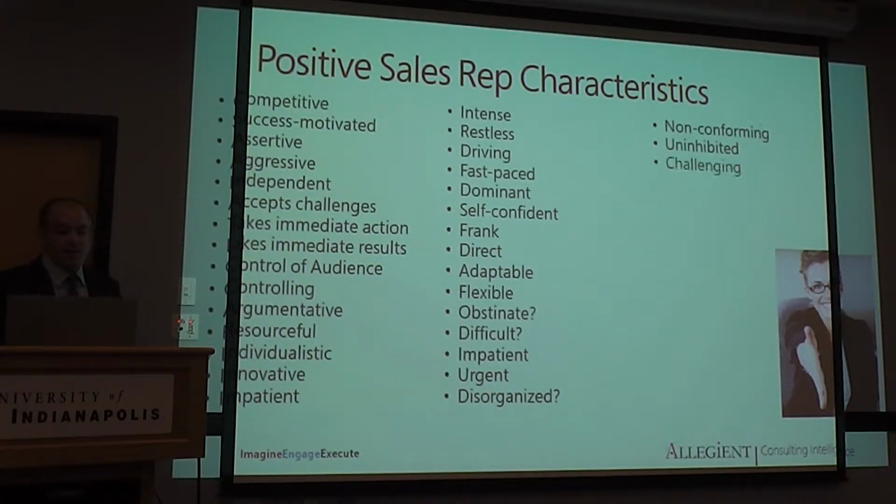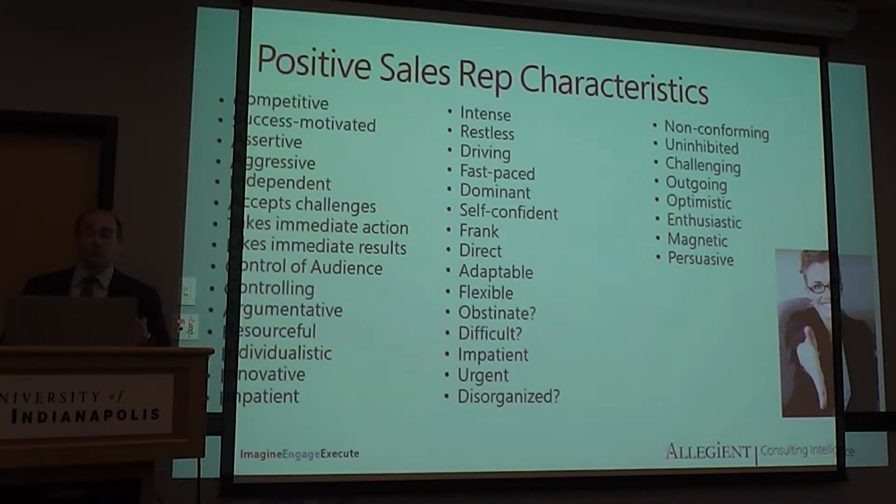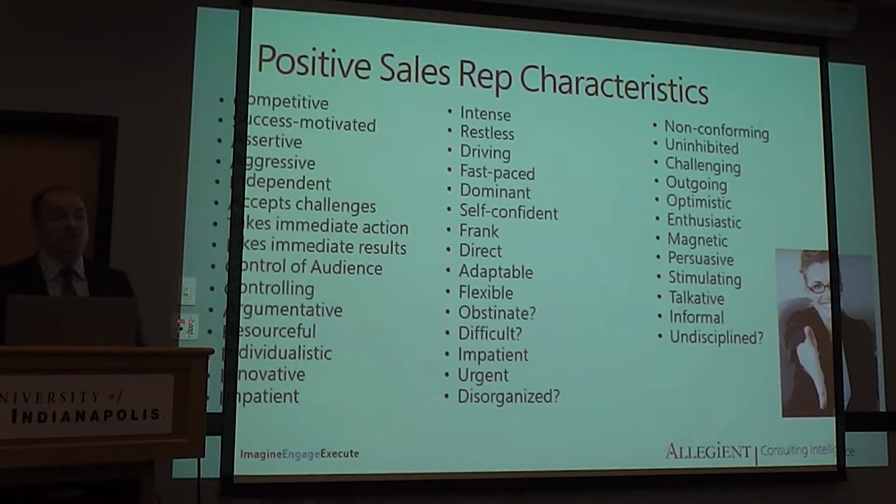Non-conforming, uninhibited, challenging, outgoing, optimistic, enthusiastic, magnetic, persuasive. Persuasive is interesting. I'll talk more about that in a little bit. Salespeople use different tools to persuade than other people. We'll talk about that. Stimulating, talkative. Sales reps should be talkative, right? Informal, undisciplined, gregarious, and extroverted. Of course, a sales rep should be extroverted. We're going to talk a little bit about extroversion and what actually motivates extroversion.